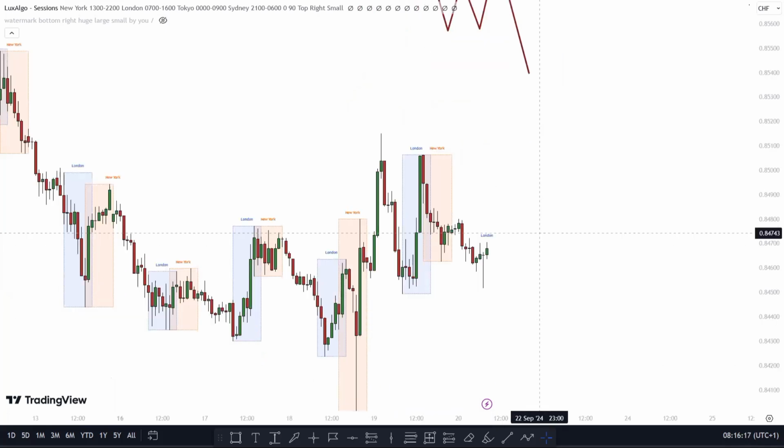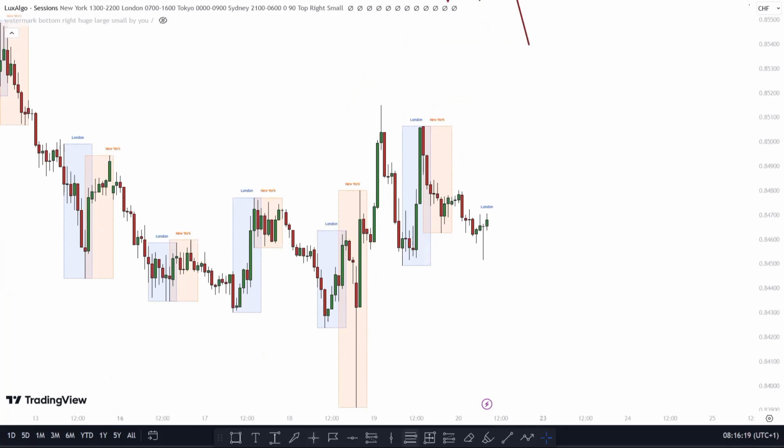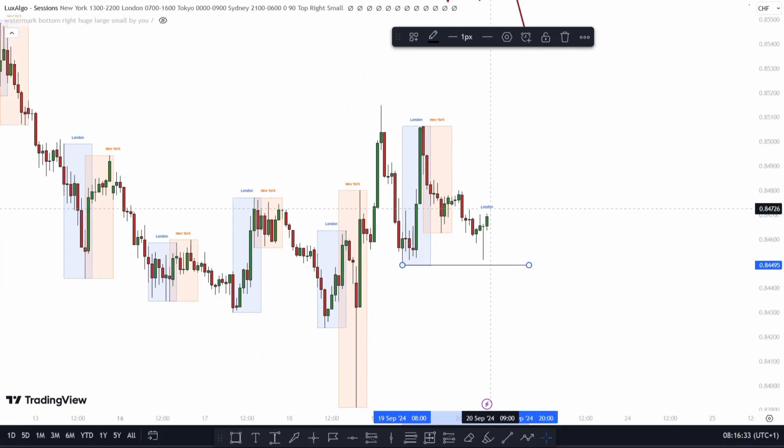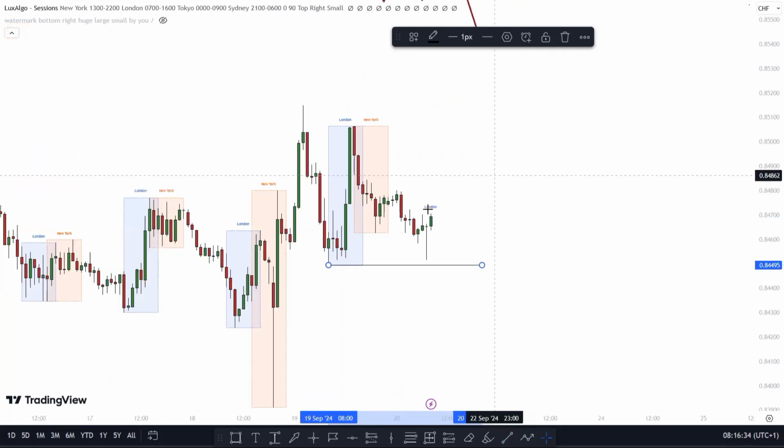So this is the previous day. Today is actually Friday. This is the current market currently running, and this is the low of the previous day. All right, so you can see that London is open right there. And now, since London is open, we are looking for the market to take out liquidity to the downside.